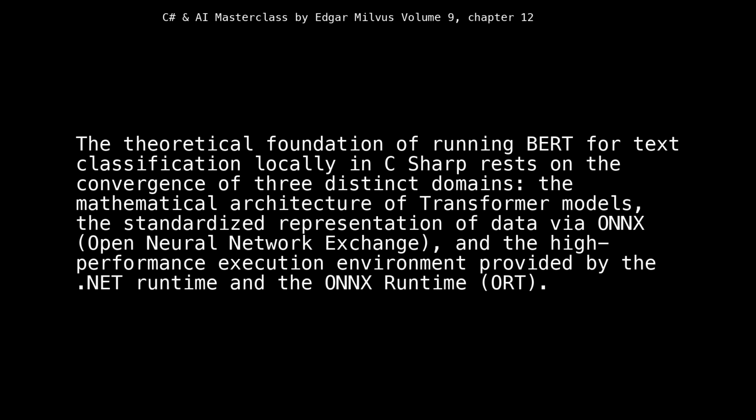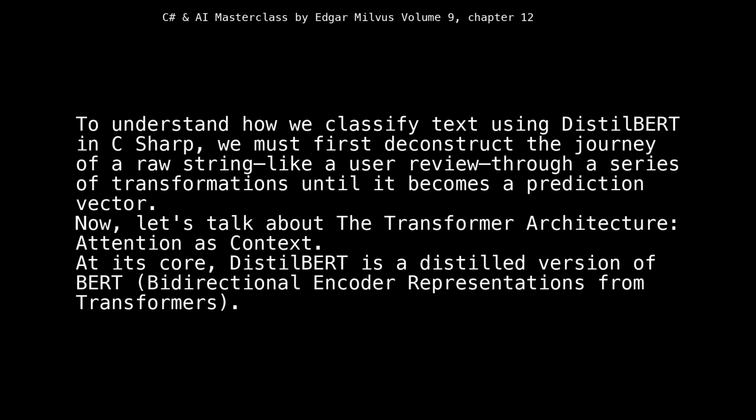The theoretical foundation of running BERT for text classification locally in C# rests on the convergence of three distinct domains: the mathematical architecture of transformer models, the standardized representation of data via ONNX, Open Neural Network Exchange, and the high-performance execution environment provided by the .NET Runtime and the ONNX Runtime (ORT). To understand how we classify text using DistilBERT in C#, we must first deconstruct the journey of a raw string, like a user review, through a series of transformations until it becomes a prediction vector.